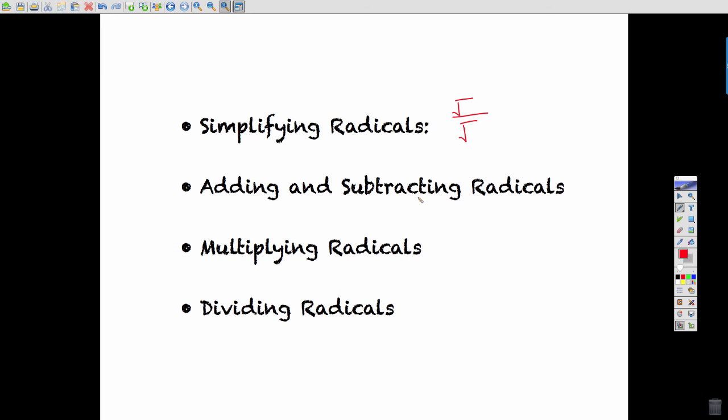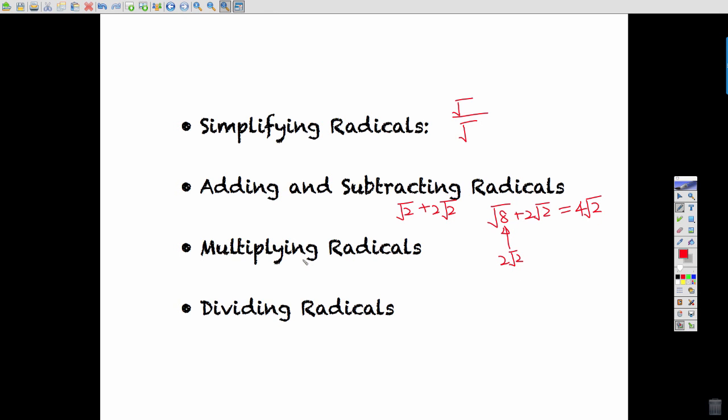Adding and subtracting are easier. They're like combining like terms. You can only subtract the same radicals. If it's something that's not fully simplified, you need to simplify it first, and then that will give you, I think this is 2 root 2 as well, that gives you 4 root 2.